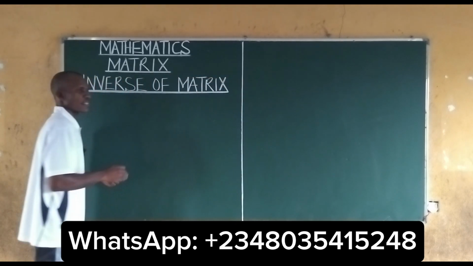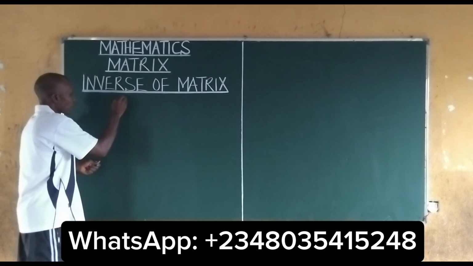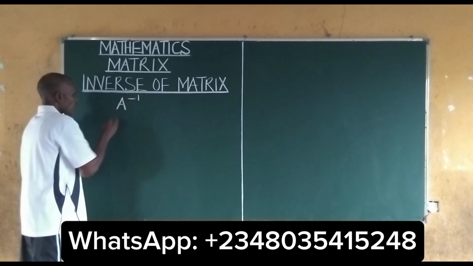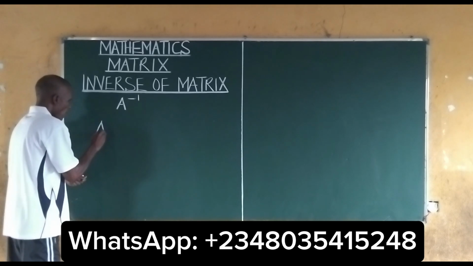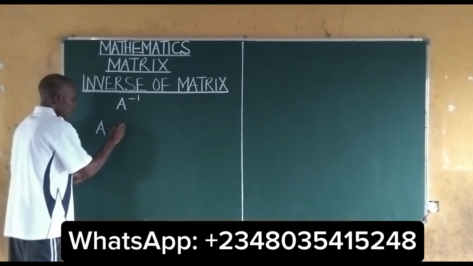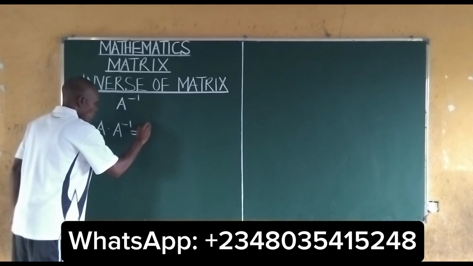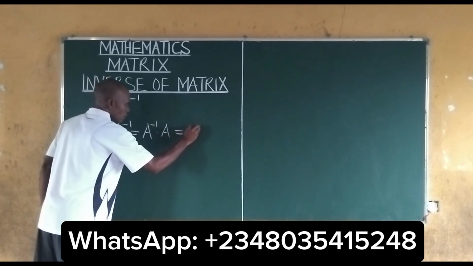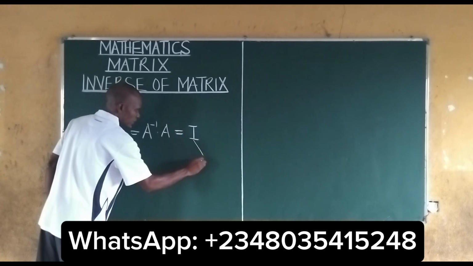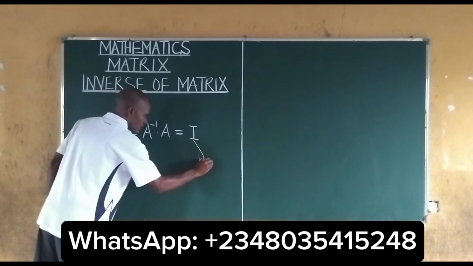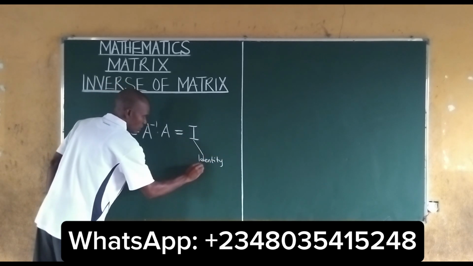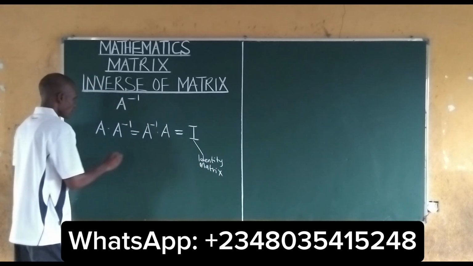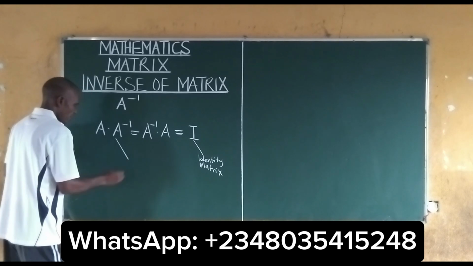First, what is the inverse of a matrix? The inverse of a matrix is denoted as this, and it is the matrix that, when multiplied by A, will yield an identity matrix. So this is an identity matrix.